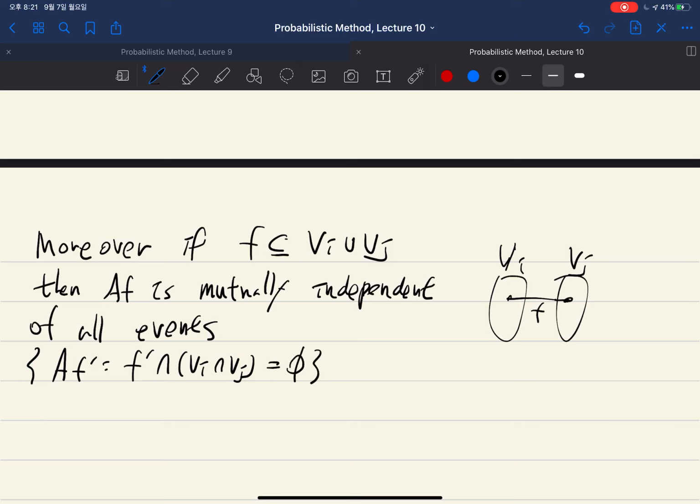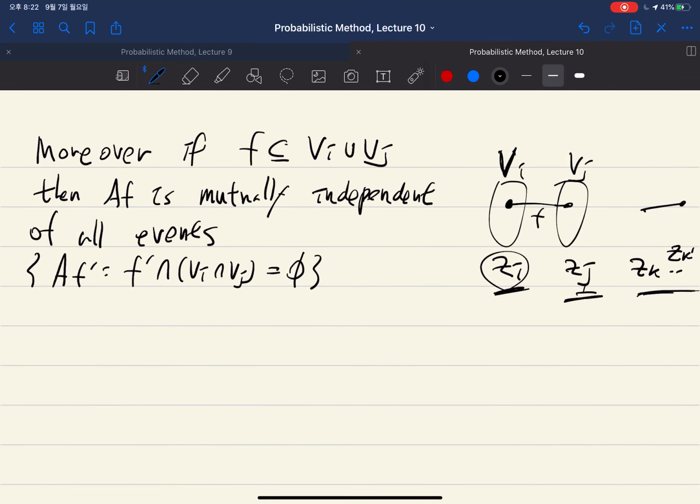Because again, by the mutual independence principle, there are GI, GJ, GK, which are random variables where we choose one vertex from each VI, VJ, VK. They are independent, and this AF is depending on these two events. So any F prime which depends on G sub K, where K is not I, and G sub K prime, which is also not I or J, these events, this AF is mutually independent of all such events.